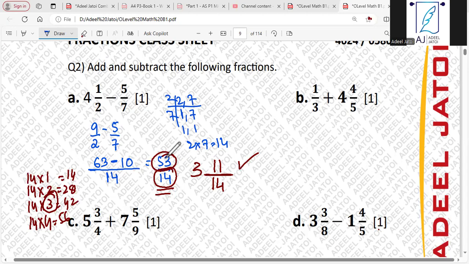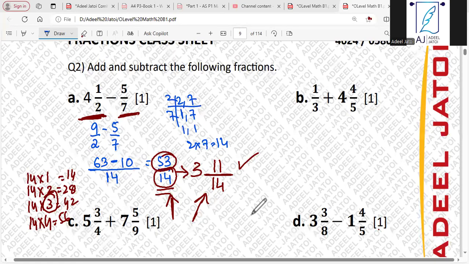So we can always write 53 upon 14 as also 3 whole number 11 upon 14 because sometimes the question is in mixed numbers and in the fraction. So if the question is complete in the mixed numbers, leave your answer in your mixed numbers. But if the question is in fraction, then leave your answer in the fraction. Both in this case, both are used. So you can leave your answer in anywhere possible.